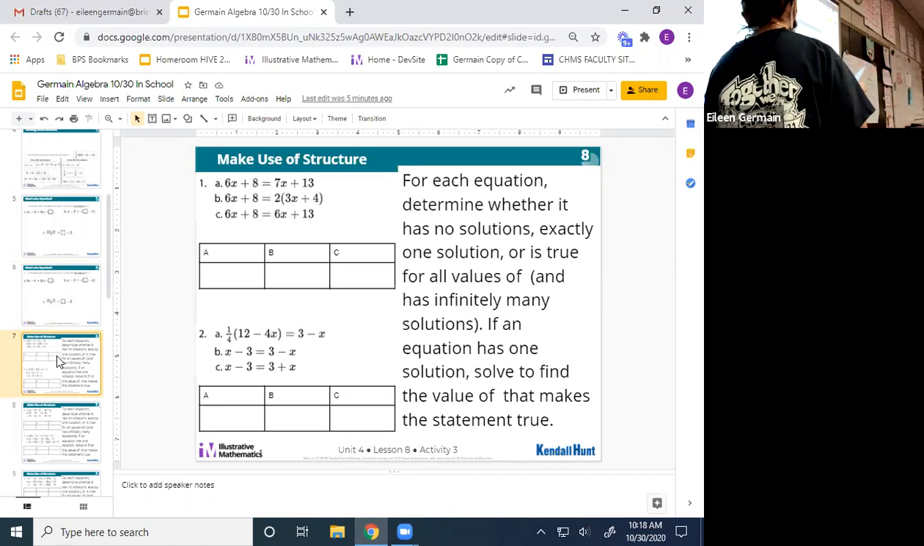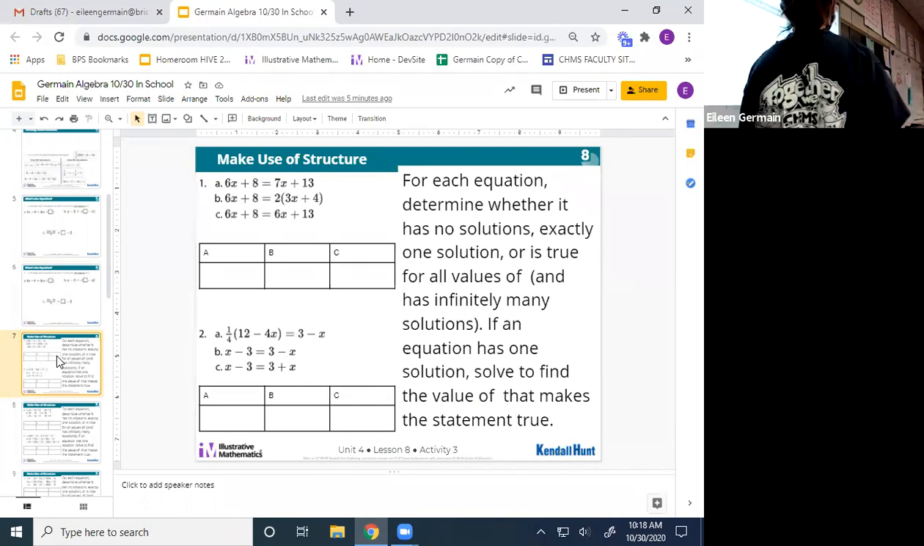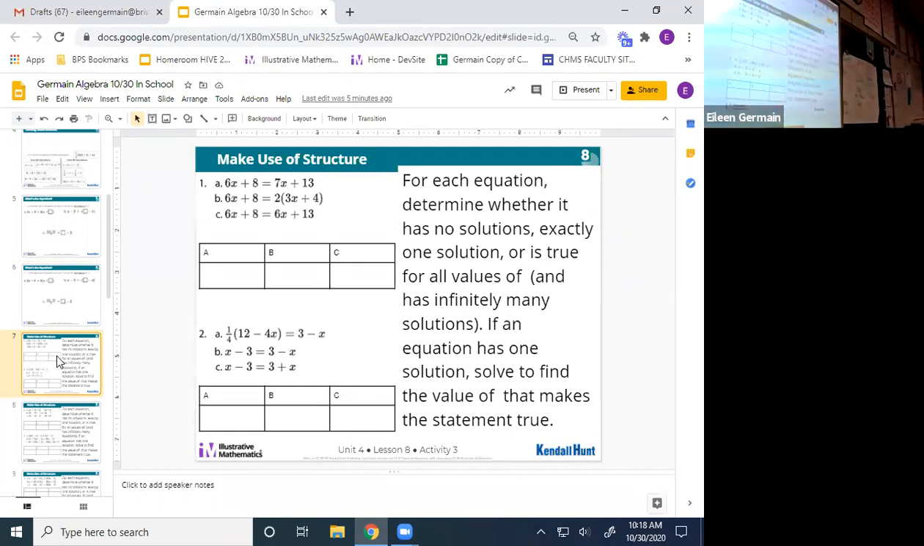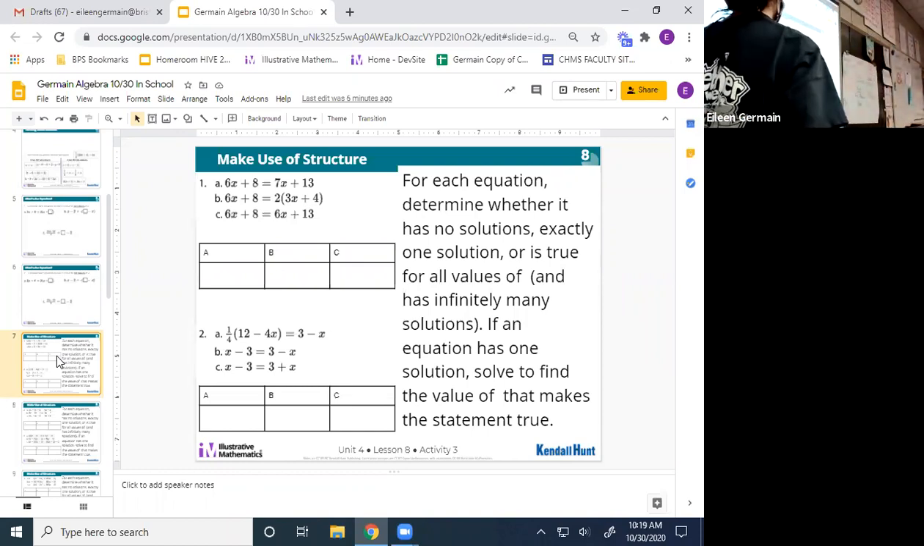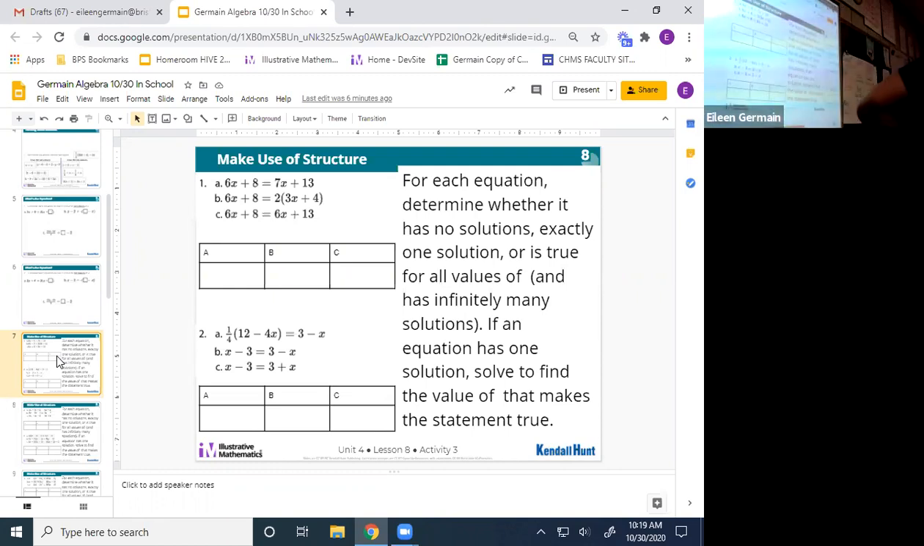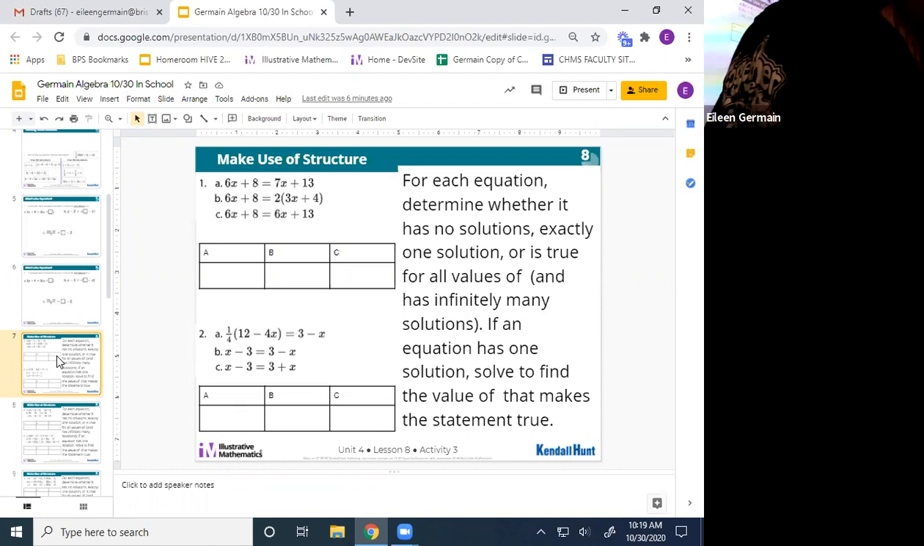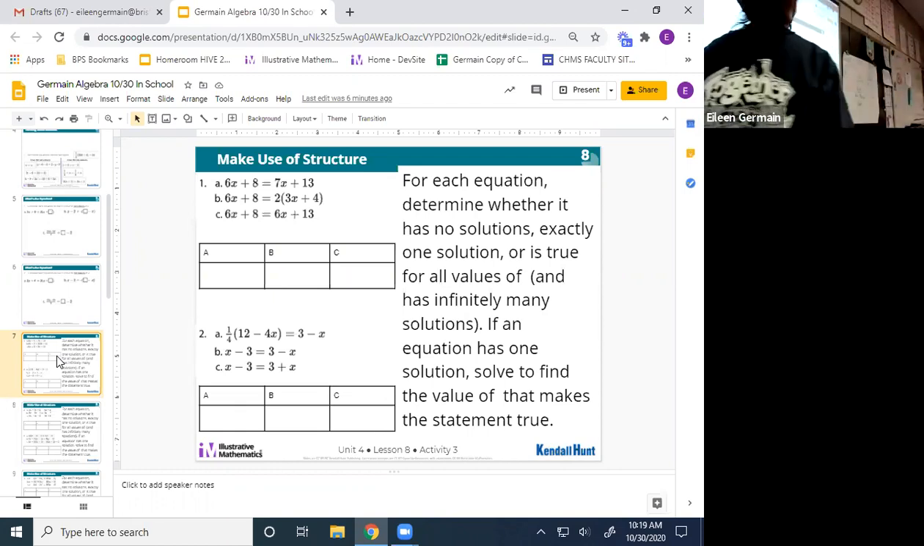We're going to look at 16.3, and if we have time, we're going to look at 16.2. If you're on your slides and you don't have a textbook, we're on slide number 7. If you have a textbook, we're on How Many Solutions, lesson 16.3, make use of structure.